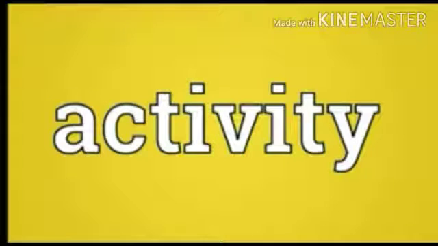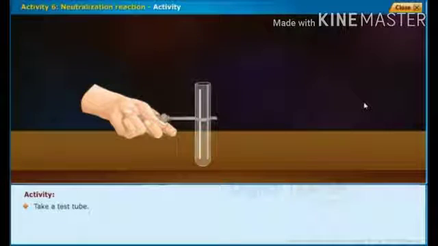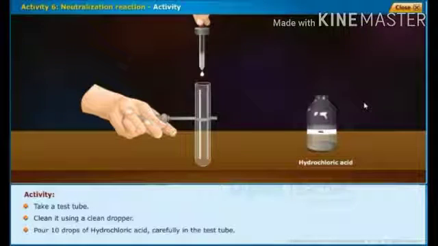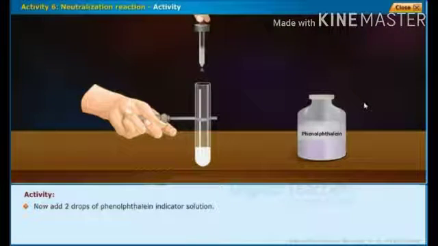Now let us do an activity to show how indicators help us to identify acids and bases. To do this activity, take a test tube, wash it cleanly, and add 10 drops of hydrochloric acid to the test tube. Now add 2 drops of phenolphthalein. Shake the test tube well. We cannot see any type of reaction.